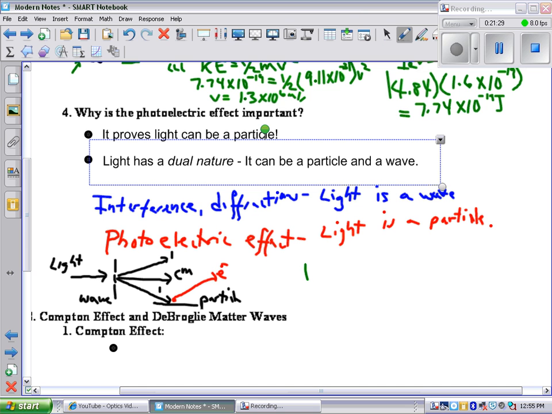So this is sometimes called the dual nature of light. Okay, light has two natures. It can be a wave or it can be a particle.